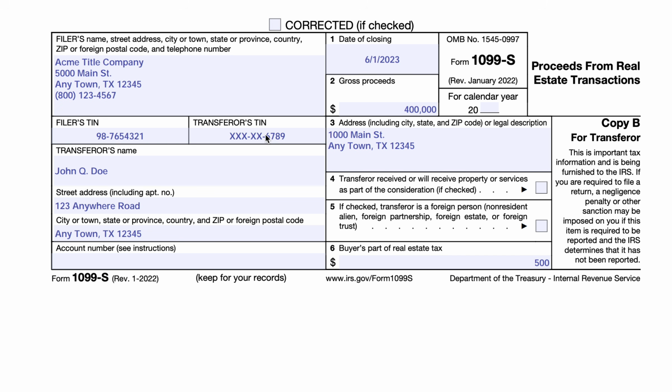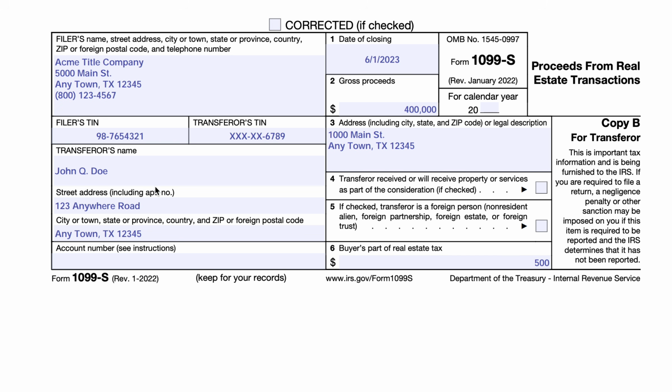And as part of the real estate transaction, it is the title company's responsibility to obtain your taxpayer ID number, whether it's a social security number or your individual taxpayer ID number. And on top of that, they're required to ask you to certify under penalty of perjury that you are giving them accurate information and that you are a U.S. citizen or a resident alien, whatever your tax status is.